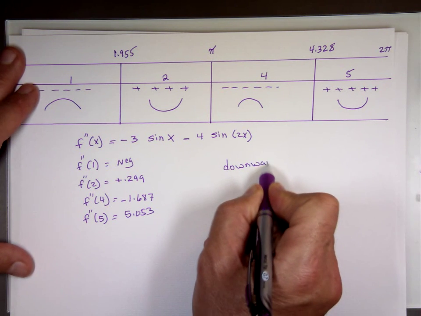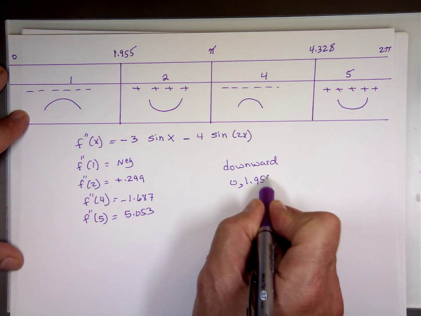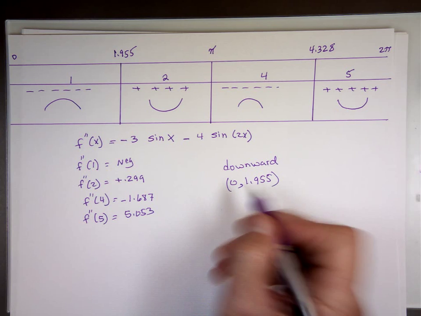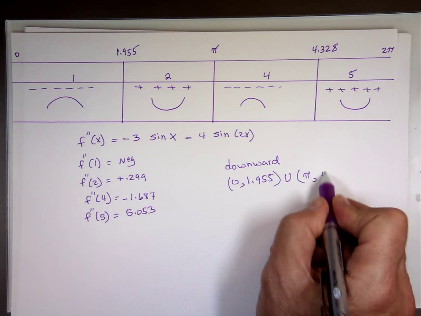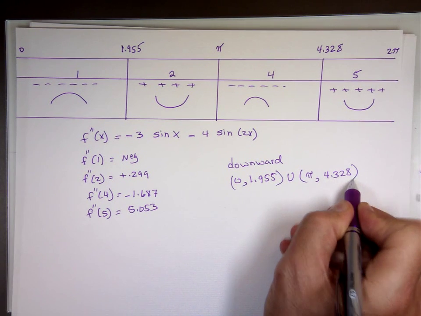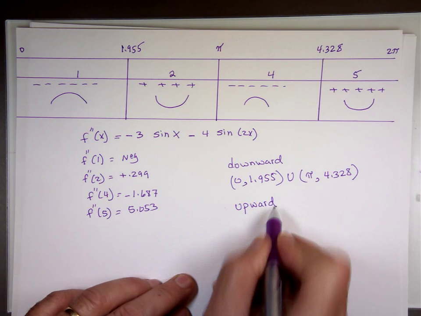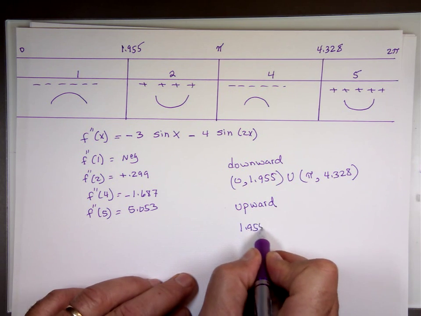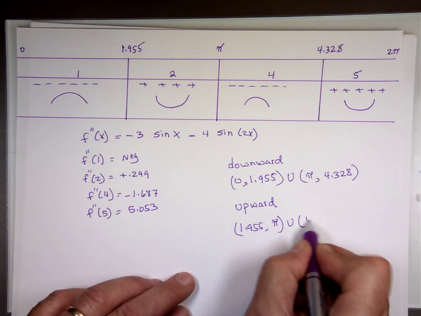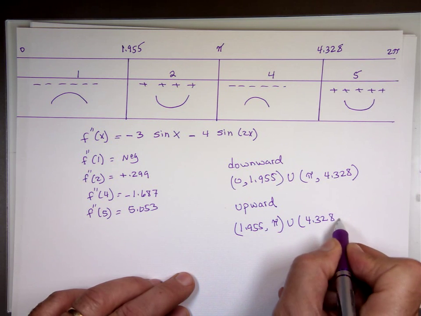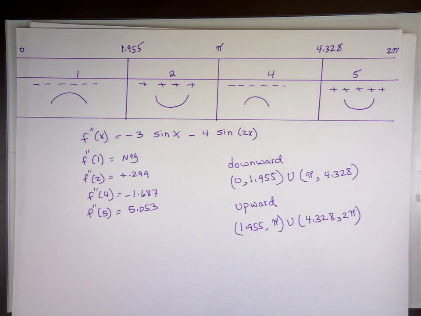So downward, I see it from 0 to 1.955. There went 3 decimal places. And excuse me, from pi to 4.328. Upward, from 1.955 to pi, add to it from 4.328 to 2 pi. And that's where the function is concave upward and concave downward.